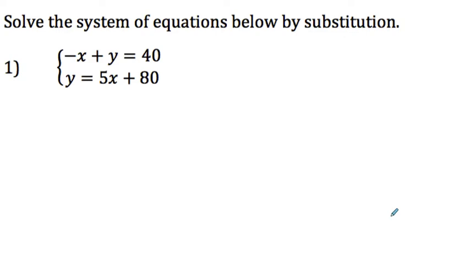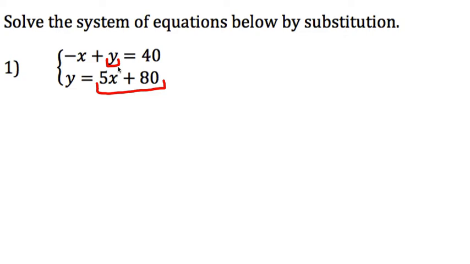So this is what we're doing here. These will all be set up for a variable. So we just identify the equation that's set up for a variable, and I'm going to take this 5x plus 80 and substitute that into the other equation for y.